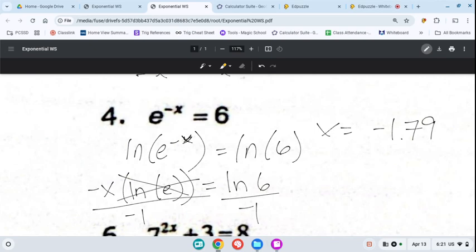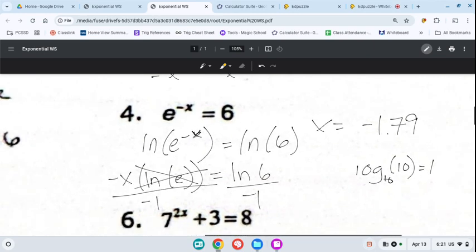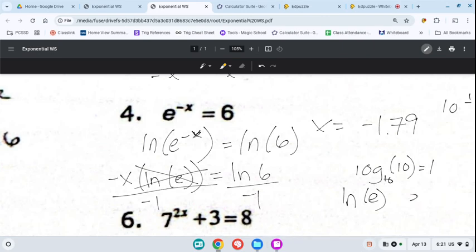Remember, this is just a side note, nothing to do with this problem. If I had the log of 10, that equals 1. A base of 10 to what power makes 10? 1. So when I have the natural log of e, e to what makes e? Well, 1. All right, that's a side note, like I said.